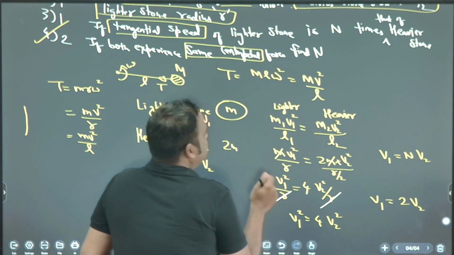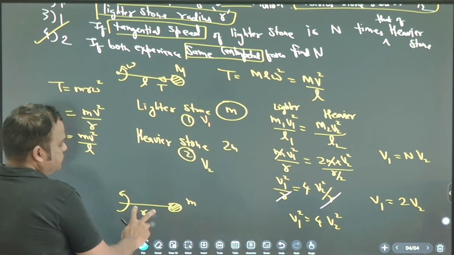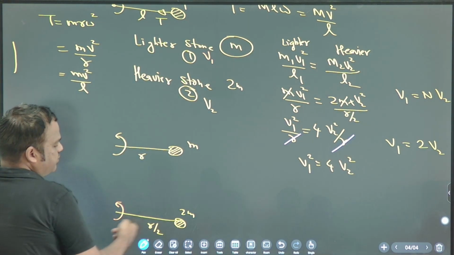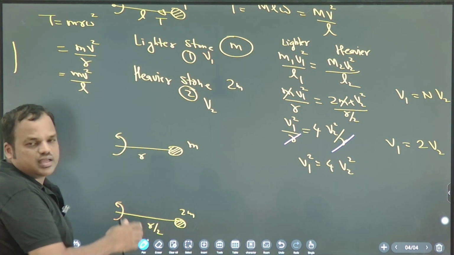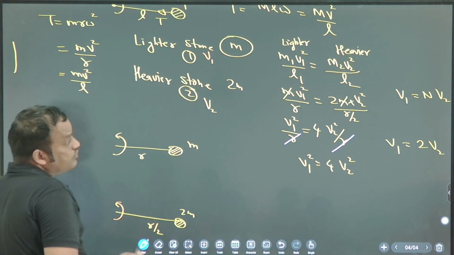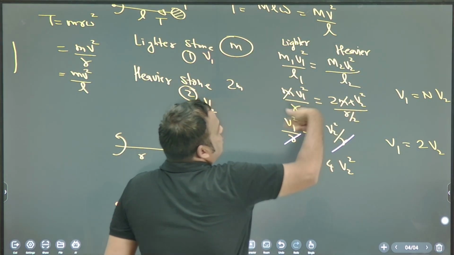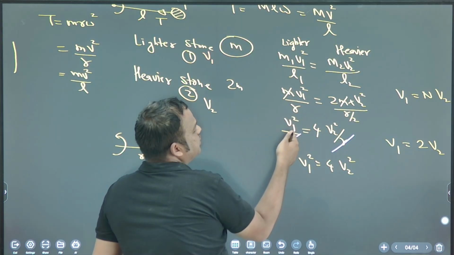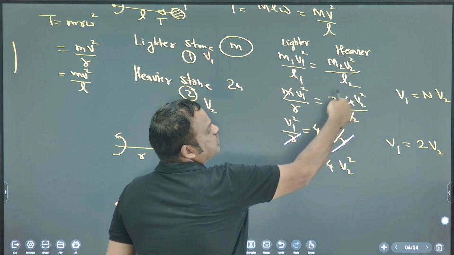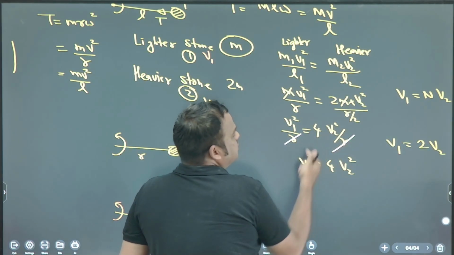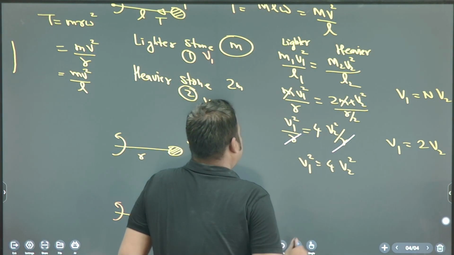Okay. What is the radius of the lighter stone? R. What is the radius of the heavier stone? R by 2, correct? So substitute R by 2 here. Now solve this, m cancels. So V1 square by R is equal to, this 2 will go to the numerator, so 4 V2 square by R, R cancels. So V1 square is 4 V2 square.